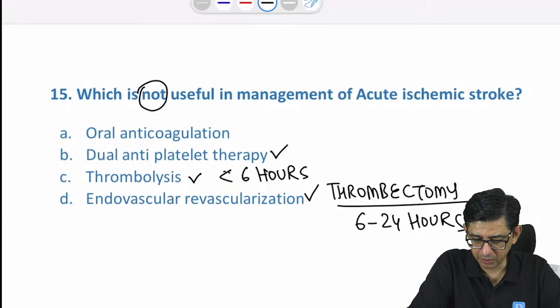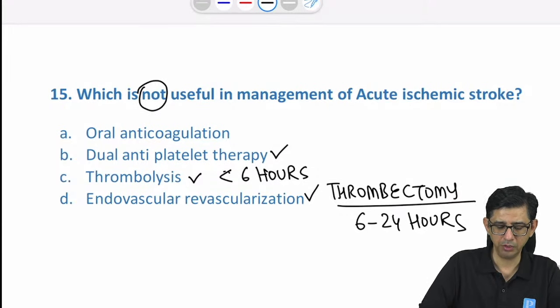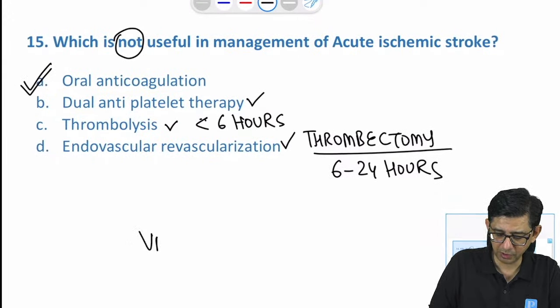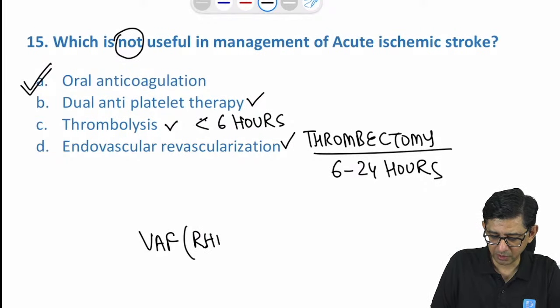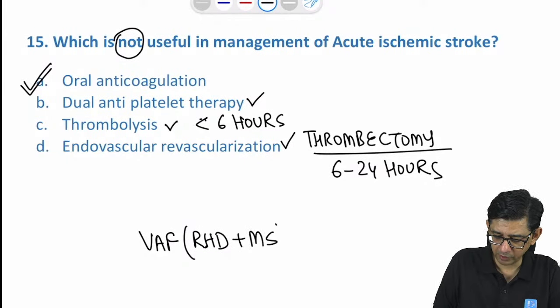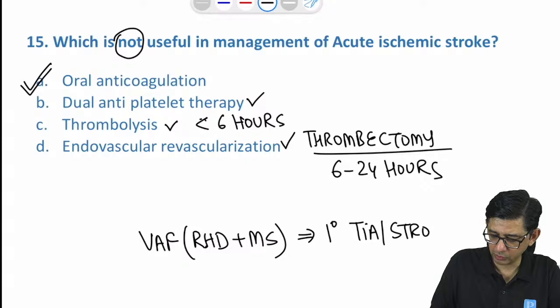But anticoagulation is not useful in management of acute ischemic stroke. It plays a role with respect to prevention. Oral anticoagulation will be useful, for example, if a person is having valvular atrial fibrillation, like a known case of rheumatic heart disease with mitral stenosis. In these patients, to prevent the chances of TIA and the development of stroke, any patient of valvular atrial fibrillation will be put on warfarin.